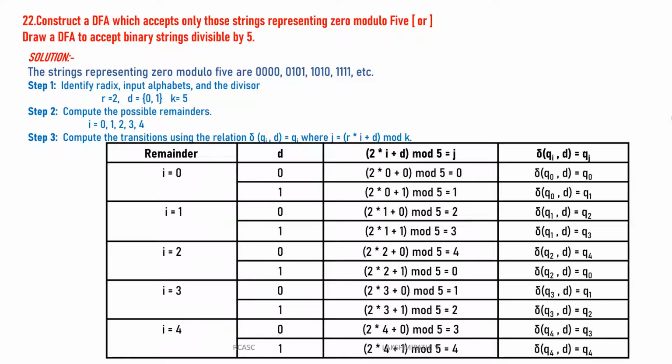Then we can go further doing the transition. The transition of Q0, Q of I means the I value is 0. That's why we take Q of 0 comma D. D is 0. Q0 of 0 is equal to, j value is 0, then it will come Q0 only. See, here you can consider D value, the D value is 0. The transition of Q0, Q0 of 0 is equal to Q0 only. Clear? If you have any doubt in this, students.